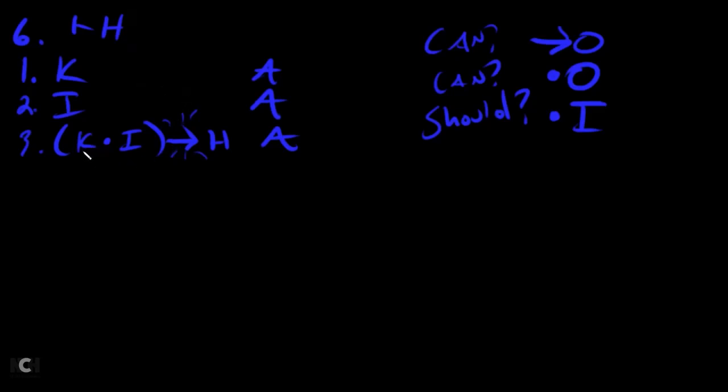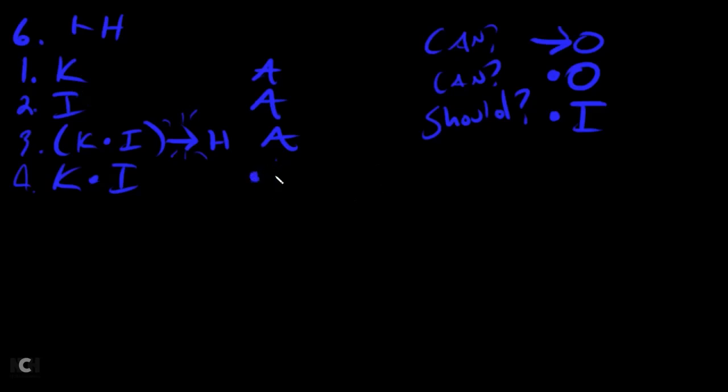So right now, for example, if we had K dot I, we could get H, which is what we want to get. So do we have K dot I anywhere? No. But do we have the pieces to build K dot I? Yeah, we do. So let's do that. So we should do that here. So we can build K dot I because we got the pieces in 1 and 2.